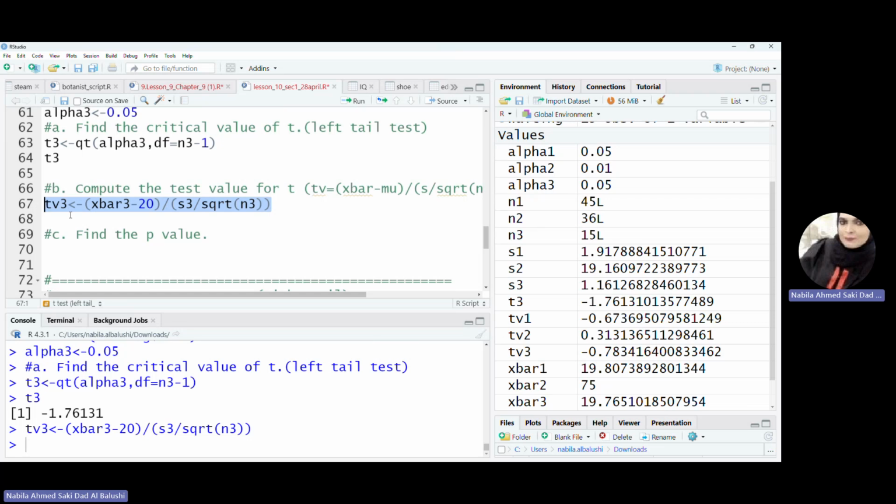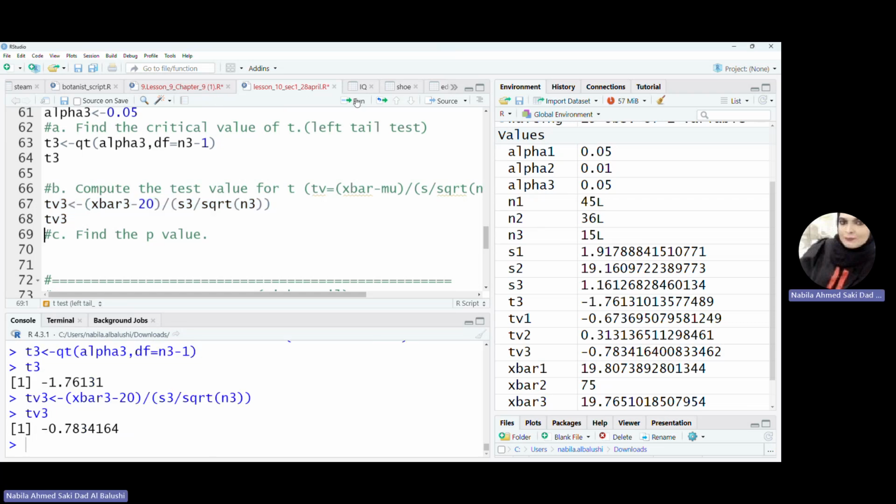If we want to see it here, you can just type it again. So that is the test value. Compare the test value with the critical value. If you draw the curve, you will see that the test value is in the non-critical region. In that case, we fail to reject the null hypothesis.